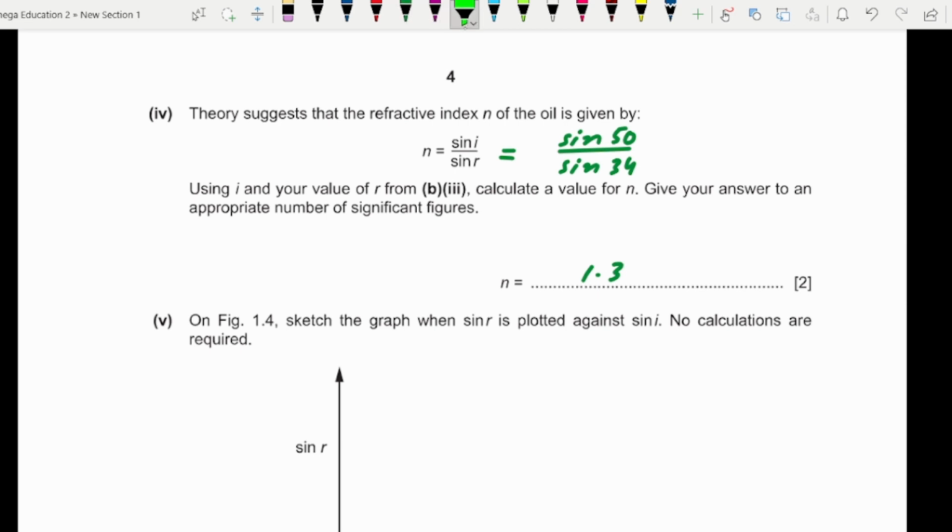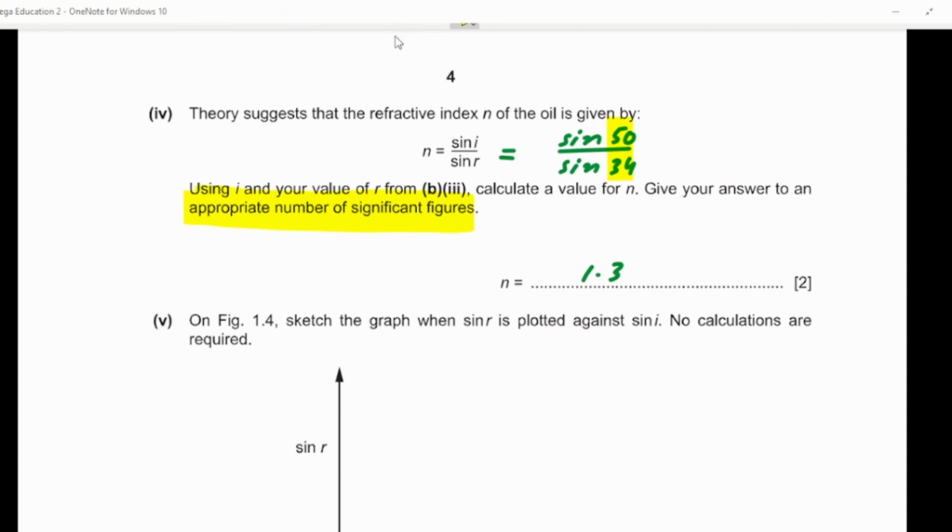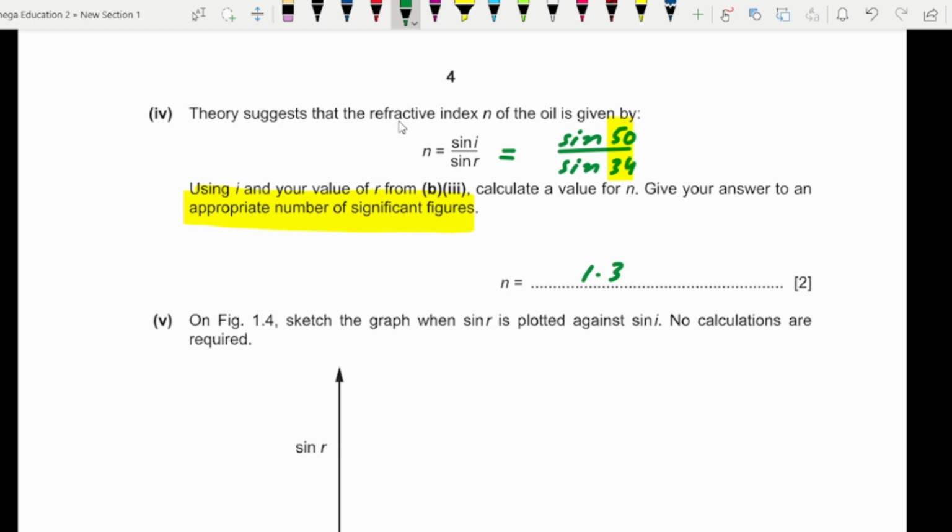And how do we know we need to write two significant figures? The raw data is in two significant figures. They haven't mentioned that it has to be in two significant figures, but what they have stated is it has to be in an appropriate number of significant figures. So you have to find out by yourself how many significant figures there should be.